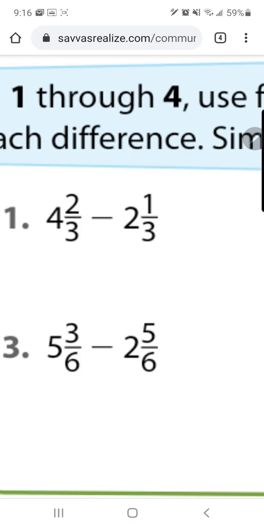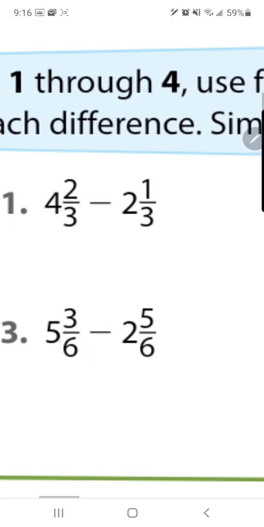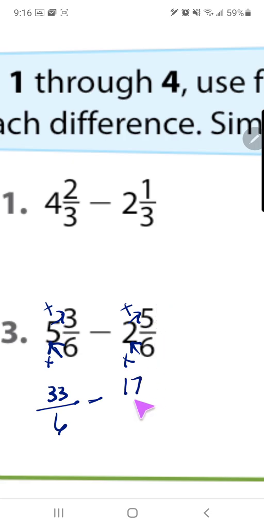Okay? So again, it's 6 times 5 and then you add 3, which is 33. That's your new numerator over the same denominator, which is 6. Minus, convert this into an improper fraction. 6 times 2 plus 5. Well, what's 6 times 2? 12 plus 5 is 17, over the same denominator, 6. Then, of course, you simply subtract. 33 minus 17 equals.